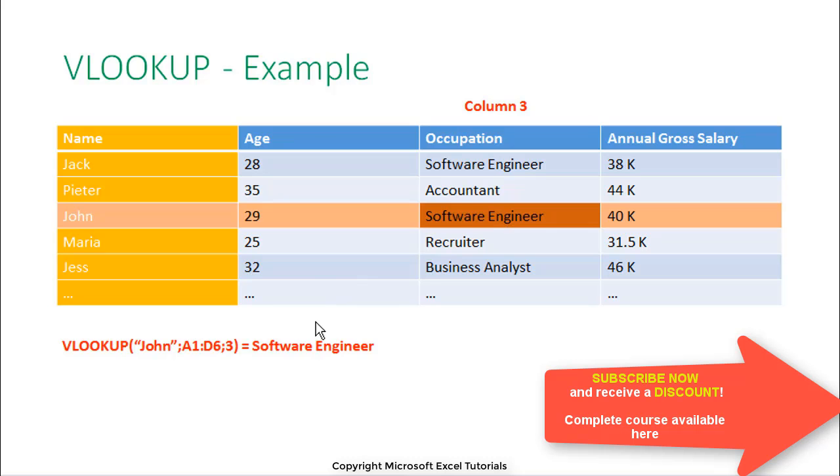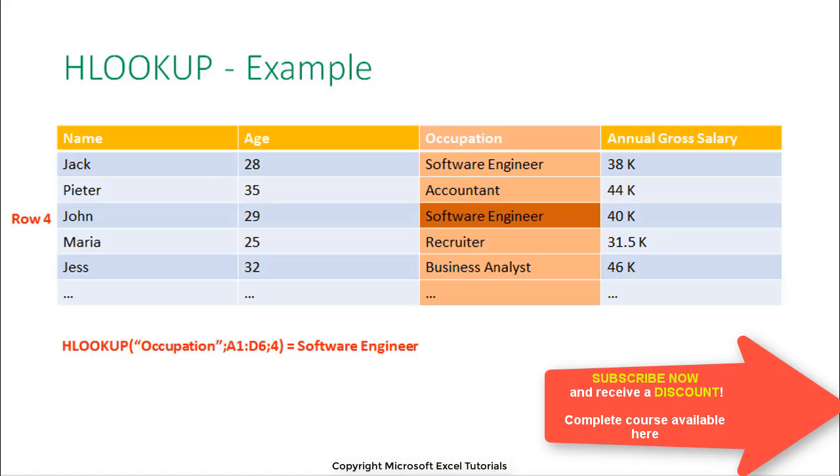The HLOOKUP formula can be used in the same manner, but the difference here is that the HLOOKUP formula looks for the match within the top row. As you can see here, it looks for occupation within the top row, and then it returns the value on the fourth row, which is software engineer.